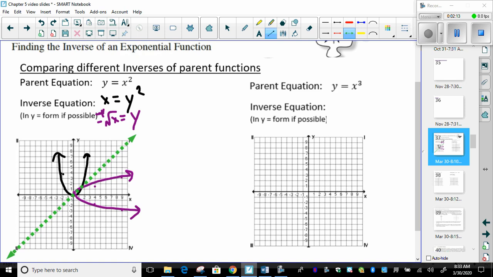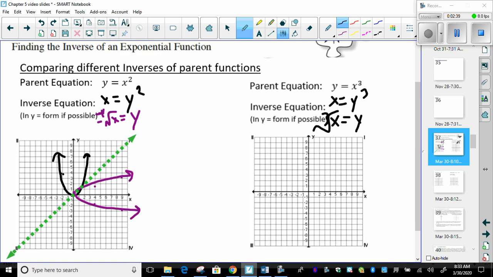The second one, y equals x cubed. So when I do y equals x cubed, interchange x and y, and then cube root both sides. Please keep in mind with the cube root, there's no positive and negative. The cube root of a negative is a negative. The cube root of a positive is a positive. I get all my same or correct values out with negativity.